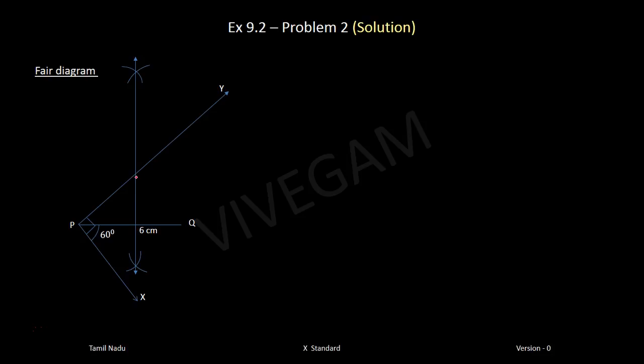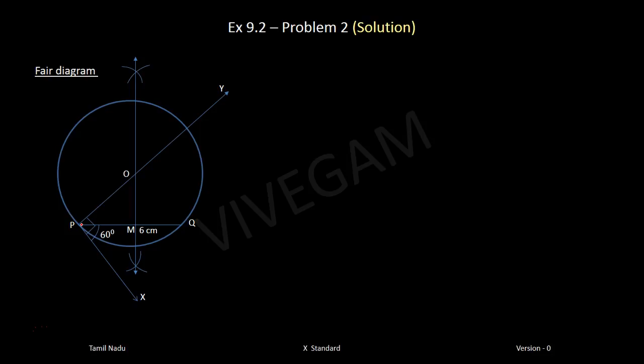Now this line will cut PY at one particular point, that is O. Right? So with O as center, and OP or OQ as the radius, which are both equal, draw a circle. Now as per the tangent chord theorem, this is the chord and this is the tangent. The angle is 60 degrees. So this chord will subtend 60 degrees at any point on the alternate segment.